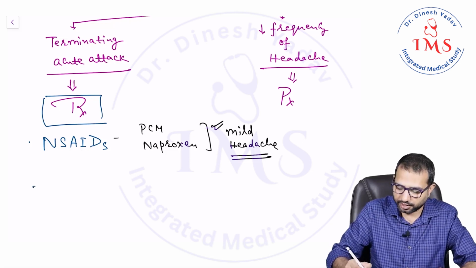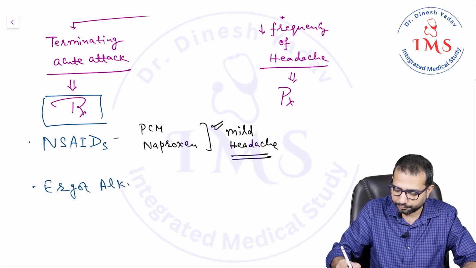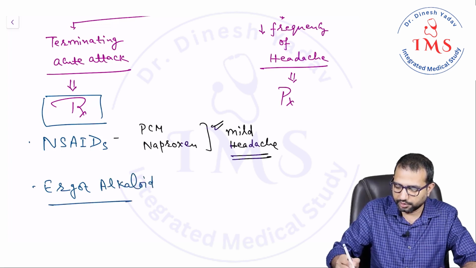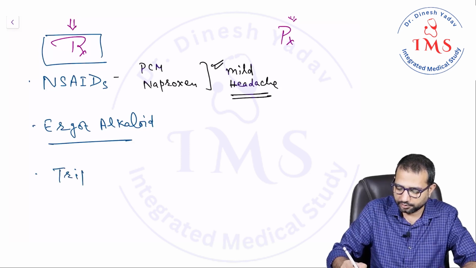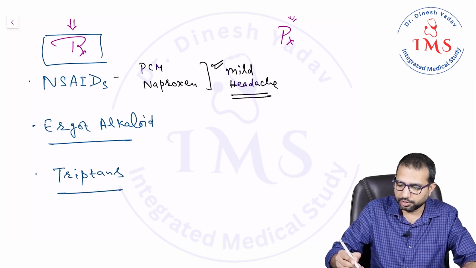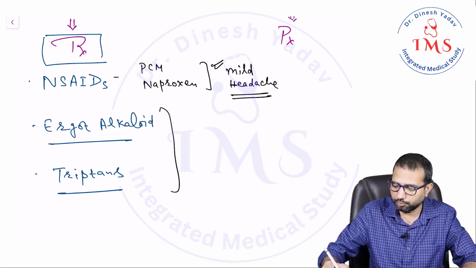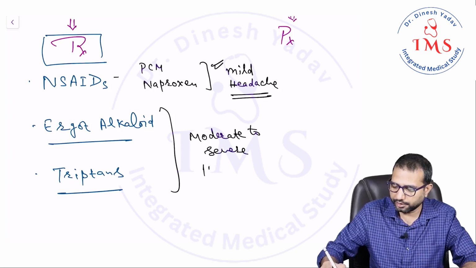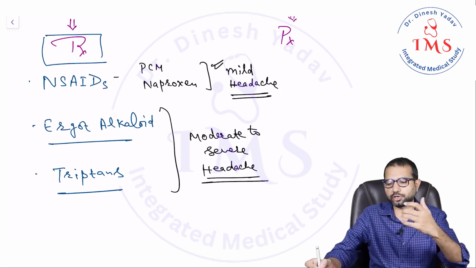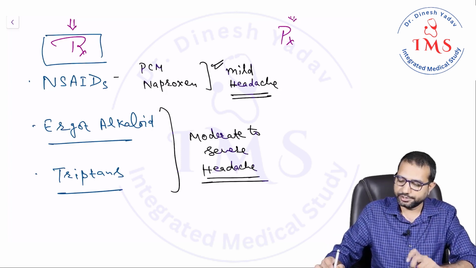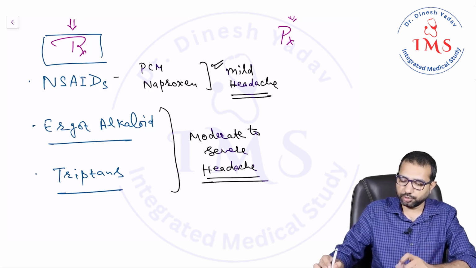After this, guys, we have the ergot compounds, ergot alkaloids, and we have the triptans. Ergot alkaloids and triptans are used for moderate to severe headache. So in mild headache, no need to give the ergot or triptans. So guys, what is the difference between the ergot alkaloids and triptans?